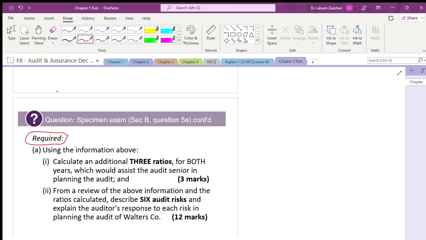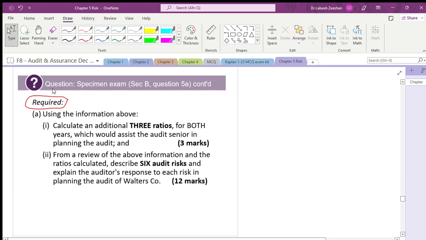The moment you read the question, the 15 minutes will go like this. In the first 15 minutes, for every question, you only read the requirements. The moment you read the requirements, automatically you know what you have to identify in the scenario. What they say: calculate an additional 3 ratios for both the years, which will assist the audit senior in planning the audit. First, you have to calculate any 3 additional ratios.